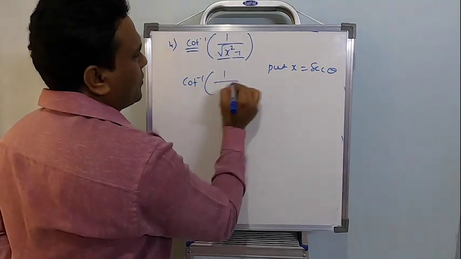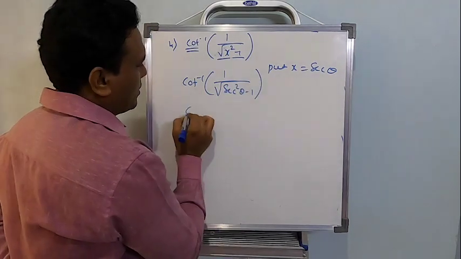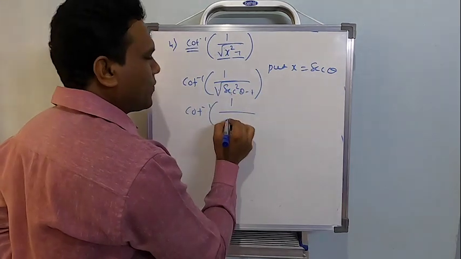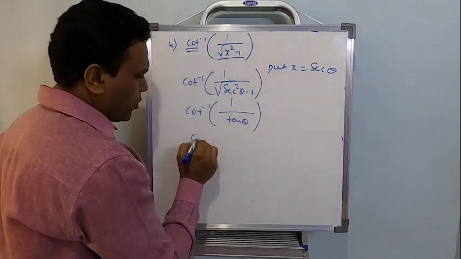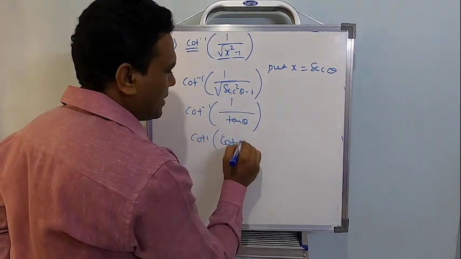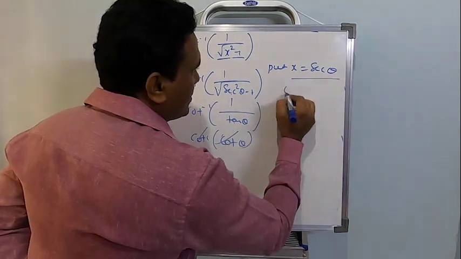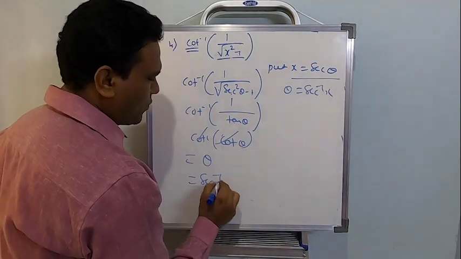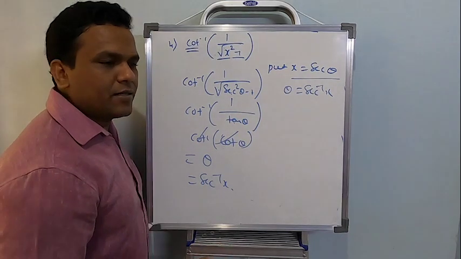So this will be cot inverse of 1 by root of secant square theta minus 1. So what is secant square theta minus 1? Tan square theta, square root of that is tan theta. So that's fine. Now 1 by tan. What is 1 by tan? 1 by tan is cot theta. Eliminate this. The simplest value will be theta. From this, what is theta value? The value of theta will be secant inverse x. So just go for it. That's the simplest form. Hope you're finding it easy, students.